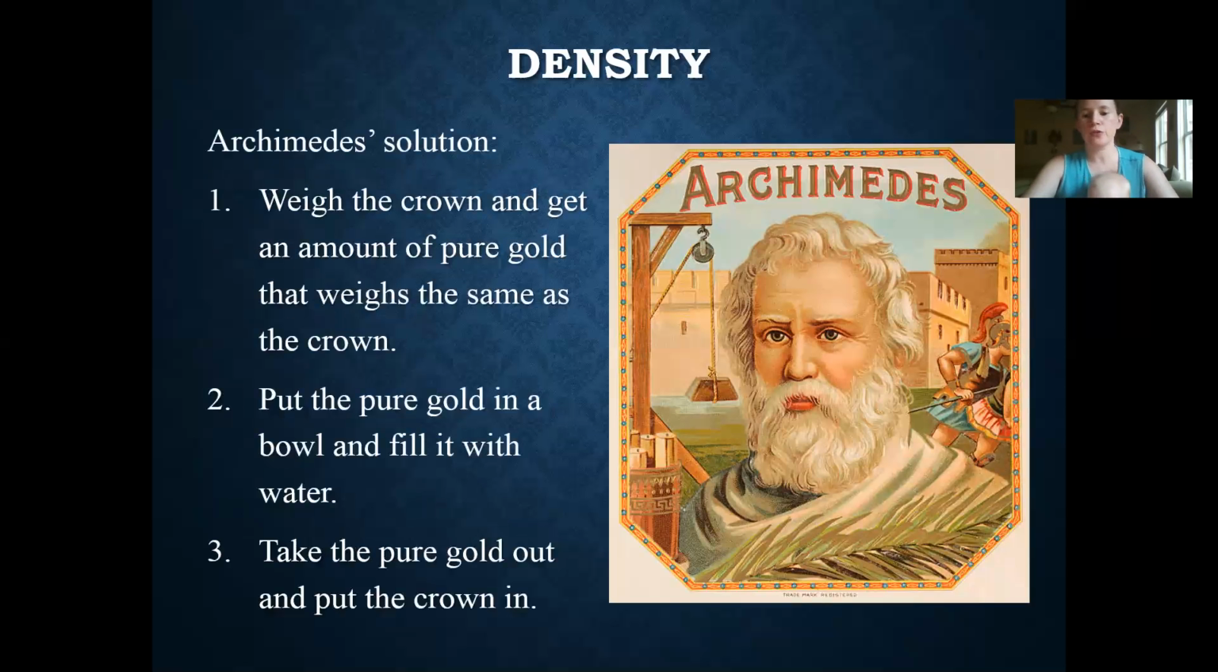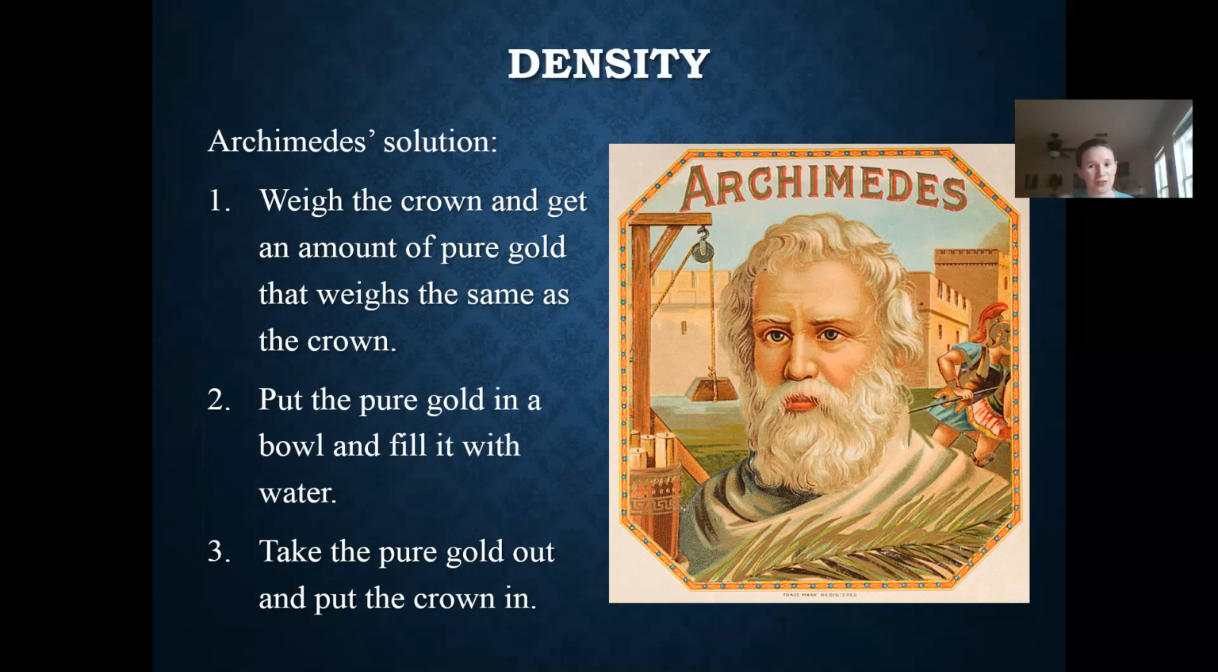So Archimedes' solution was to weigh the crown and then get an amount of pure gold that weighs the same as the crown, and then put the pure gold in a bowl and fill it with water. Then take the pure gold out and put the crown in. If the crown was a mixture of gold and silver, and a certain weight of silver takes up more space than the same weight of gold, then the crown would have more volume than the pure gold and it would cause the water to spill over.